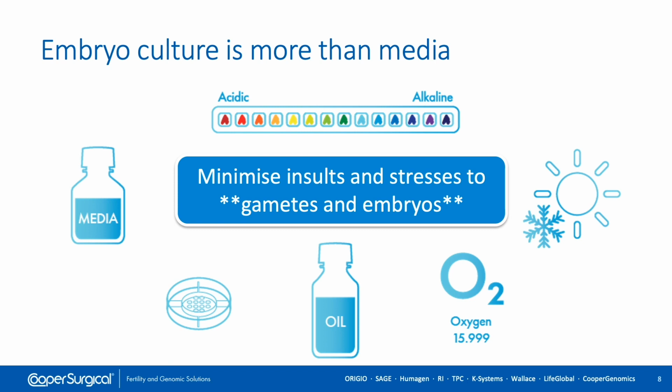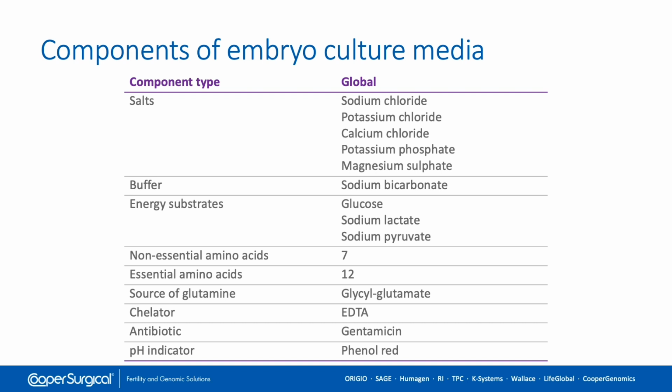Now, embryo media is made up of some very basic components, including salts, as you can see here, generally for the culture of embryos through to day 5, day 6 or even day 7 after fertilization. The media contains sodium bicarbonate as a buffer. It will have energy substrates available, and of course nowadays essential and non-essential amino acids. Glutamine is usually in a dipeptide form to avoid the formation of ammonia over extended culture, a chelator, some antibiotic, and of course a pH indicator, which most media has, but not all. And of course these are the basic components of embryo culture media.